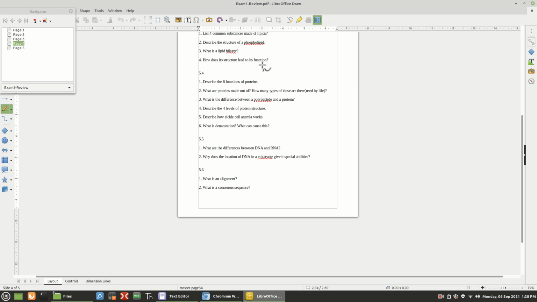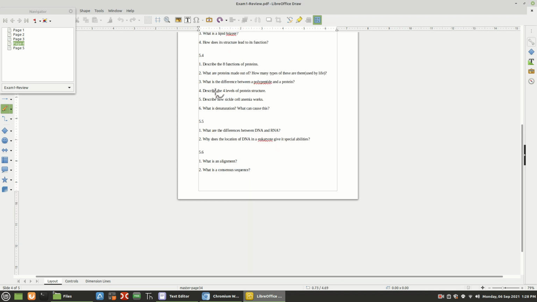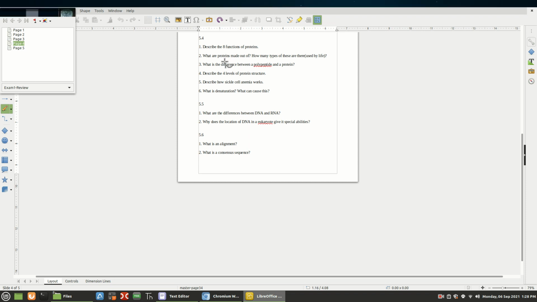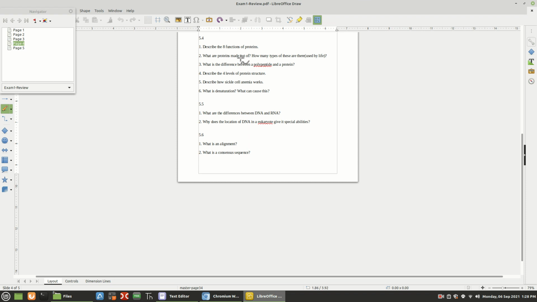Proteins also, structure, function. 8 functions of proteins, that's in the book, I believe. Proteins are made out of amino acids. Let's see, polypeptide. Proteins need to fold. They need to have a 3-dimensional shape. And polypeptides are before they make that 3-dimensional shape.